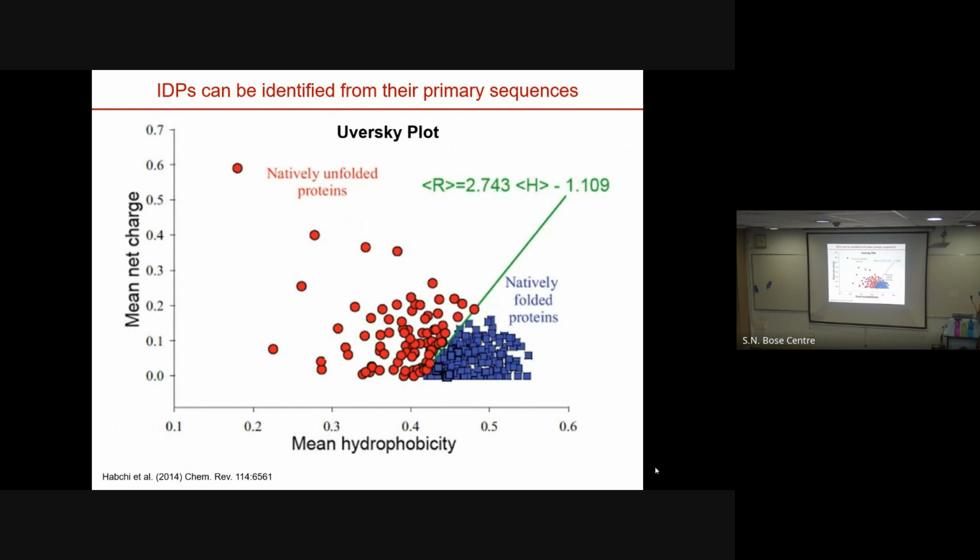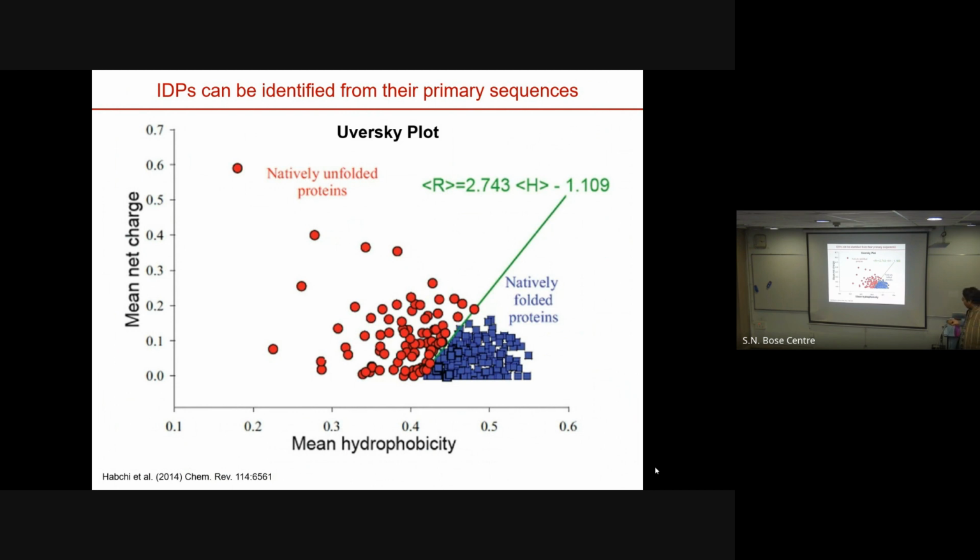Now, what is the difference between a disordered region or an intrinsically disordered protein versus a folded protein? Why do some sequences fold while some sequences do not fold? If you think of Anfinsen's experiment or the thermodynamic principle of protein folding, then we should be able to tell just by looking at the sequence of a protein whether it should fold or not. And that is exactly the case.